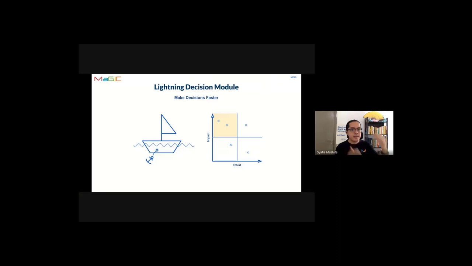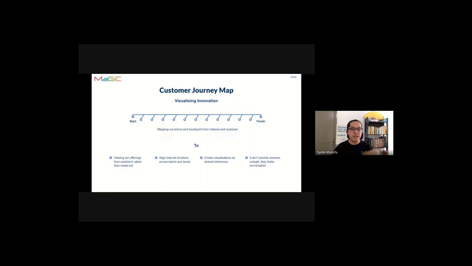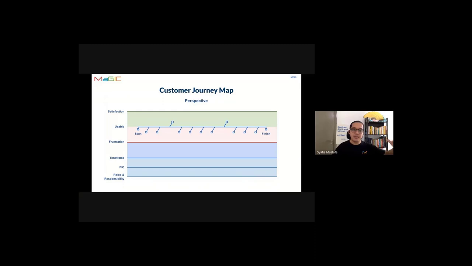Now, when you want to empathize, you want to observe someone. With a customer journey map, you can see the whole thing from start to finish. You map the user journey in terms of their customer transactions with you. When I say customer transaction, it is whatever user actions they do. From there, you can break it down into satisfaction, usability (usable is the baseline), then frustration, and then the time frame: how long does it take to go from action A to action B?